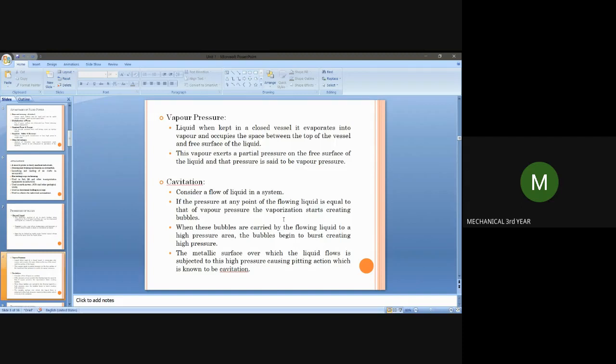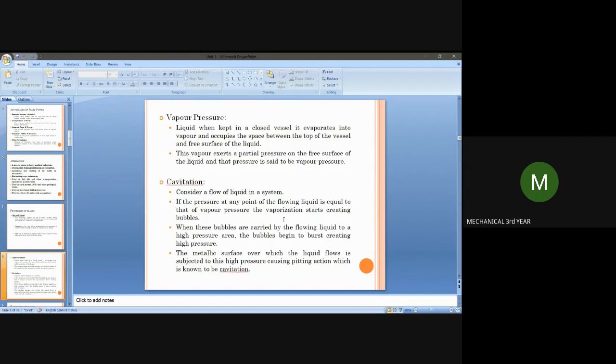Putting it in a nutshell, it just expands due to the change in temperature, and since there is no place to escape, it acts as a force on the same medium. On the water medium, it creates pressure, and that pressure is said to be the vapor pressure. Okay. The next thing is cavitation.